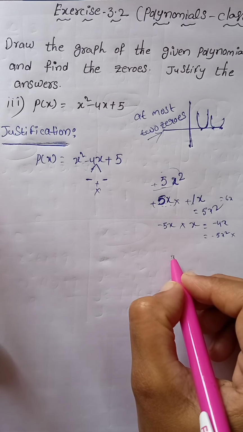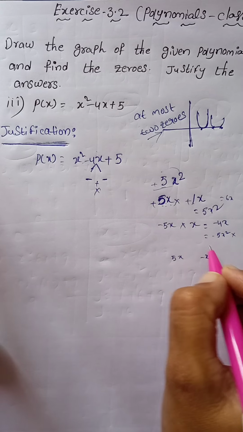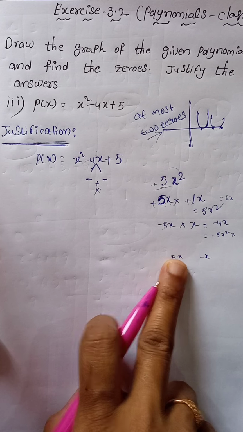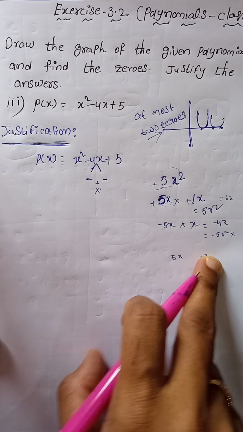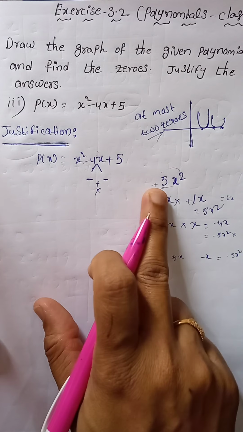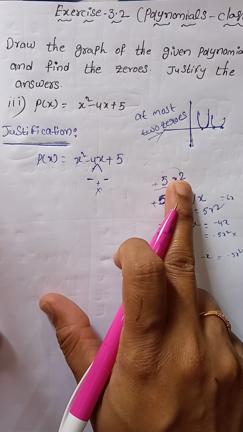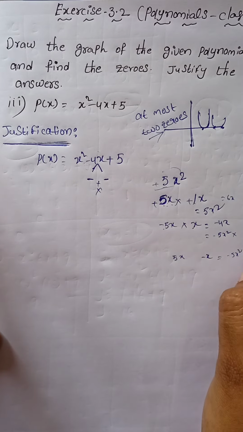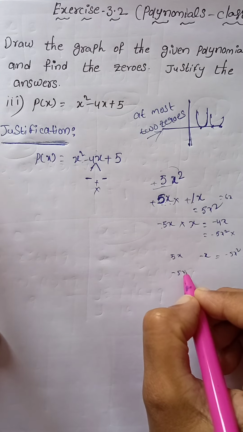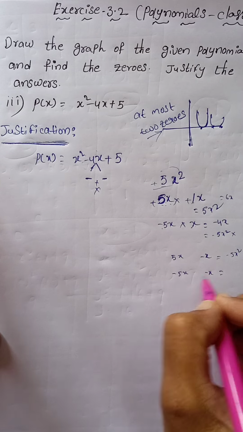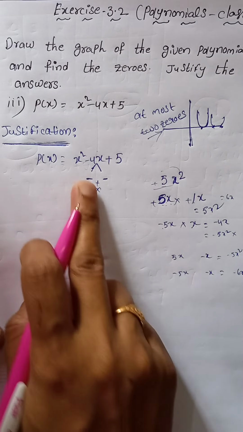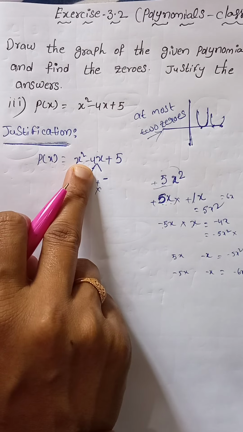Now let us take 5x minus x. Before we took minus 5x and x. Now we are taking 5x and minus x. If you multiply again, you are getting minus 5x square. It is not equal to plus 5x square. So this condition is also not possible. Okay, suppose you take both negative values, if you add these two, minus 5x minus x equal to minus 6x. So it is not the same as minus 4x.